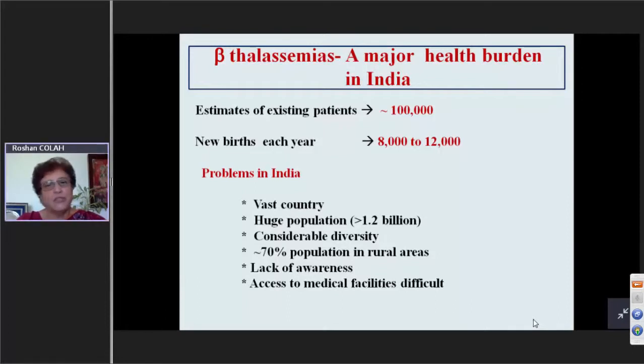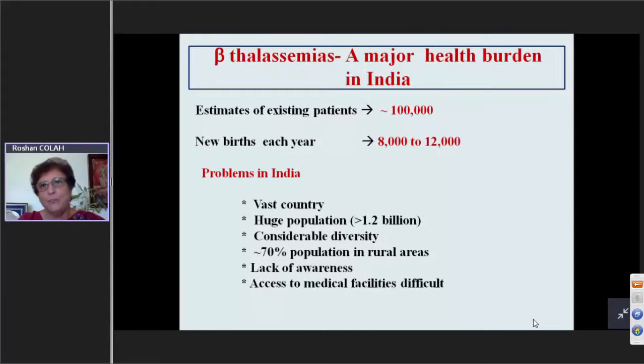Of these, there are only very few, about maybe 15%, who receive optimum treatment and grow well, while the majority are either infrequently transfused or just have very severe anemia, and many of them die young. So what are the challenges we face in the country?